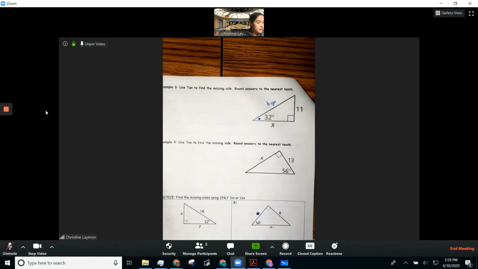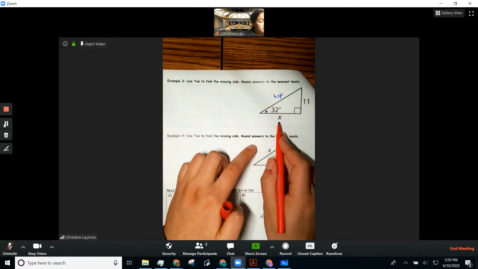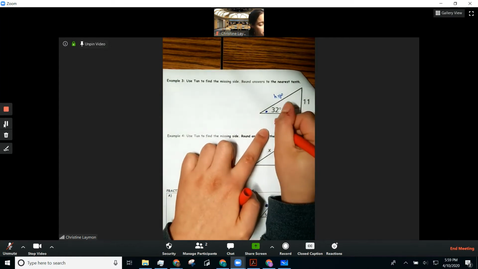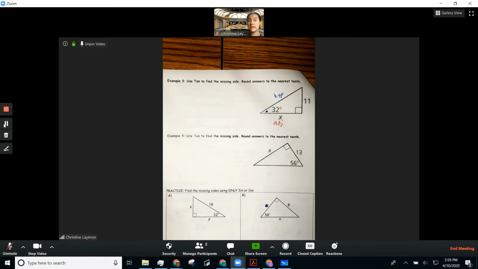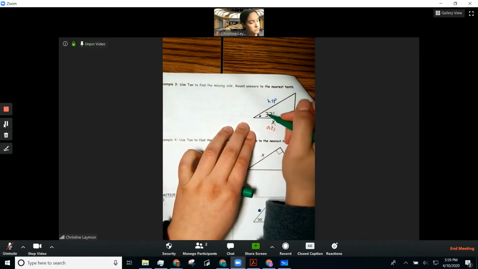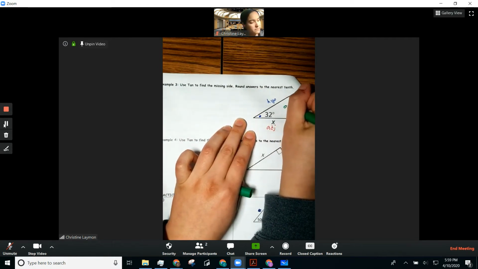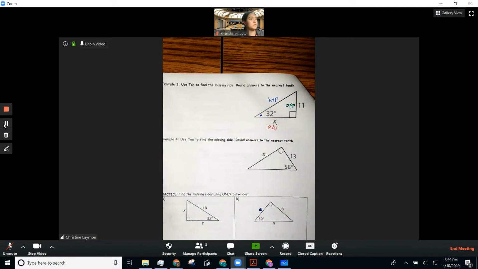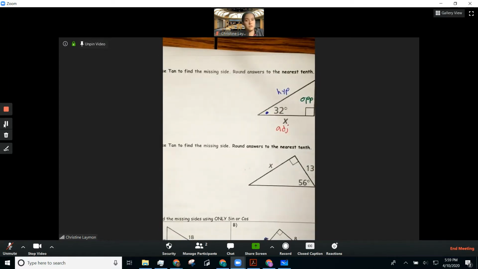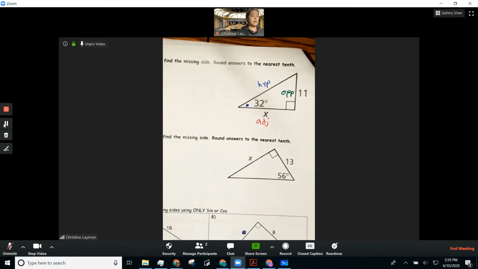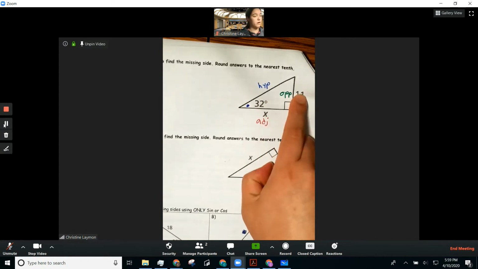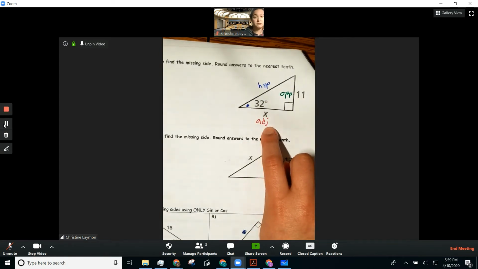Then I'm going to go ahead and label my adjacent. My adjacent is x. X is adjacent to angle 32, so ADJ. And if I go straight across to find my opposite, that's going to be the 11. So I come over here and I go straight across. 11 is the opposite. So let's go ahead and zoom this in a little bit here. Let me adjust this. There we go. Okay, so we notice that if I'm using the angle 32, I have opposite and adjacent. That is why I have to use tangent, whether they tell me to or not.